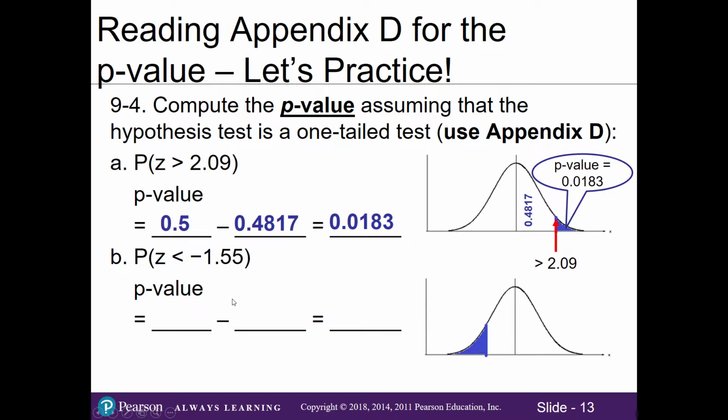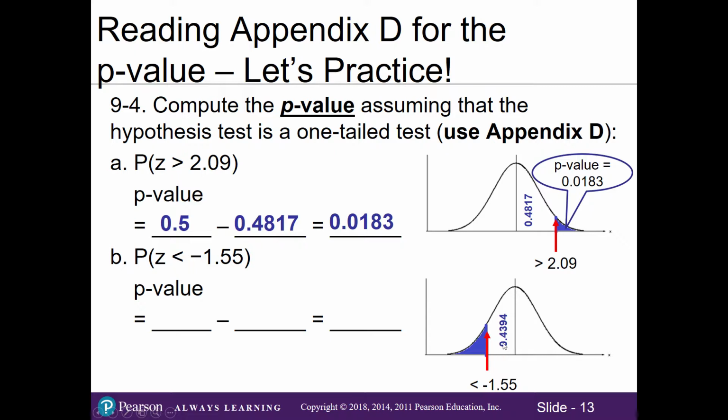Let's do part B. Say our z-value is negative 1.55. Again, I go to the Appendix D, I look on the left for 1.5, and then I go out to the column where it says 0.05, or where my 5 is in the second decimal place. That will give me a value in the table of 0.4394. Again, because the z-value in our Appendix D tells us from the middle out to the z-value. So that's this area right here.